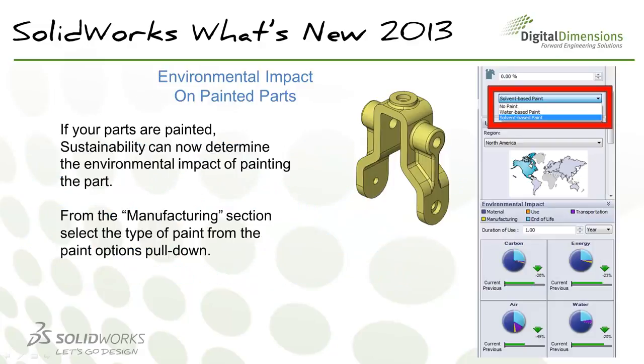First, let's examine the ability to check the environmental impact on painted parts. This is a new feature with SOLIDWORKS Sustainability 2013, and if your parts are painted, you can now determine the environmental impact. By using the surface area of your parts, we can determine the amount of paint and the environmental impact due to the surface area.